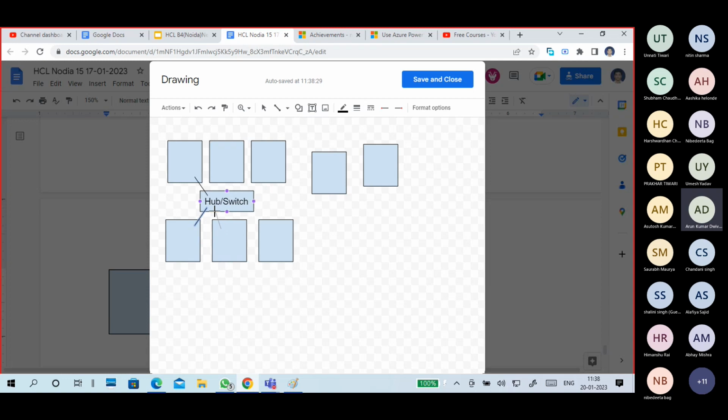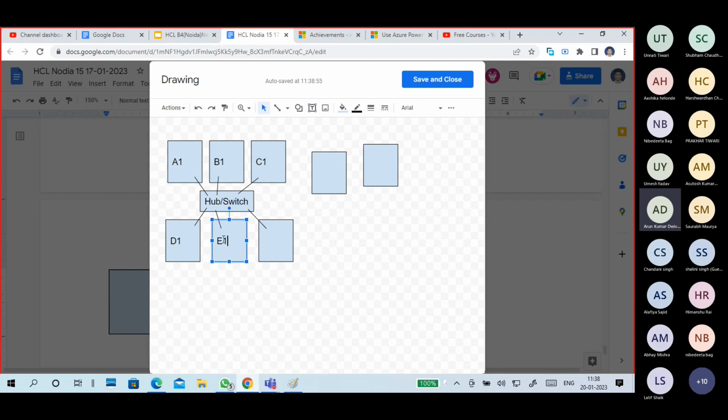Okay, so the devices are connecting directly to this hub or switch. So this is a star topology. You have devices, for example, like this. Devices will communicate through this switch only. It is very easy to configure.